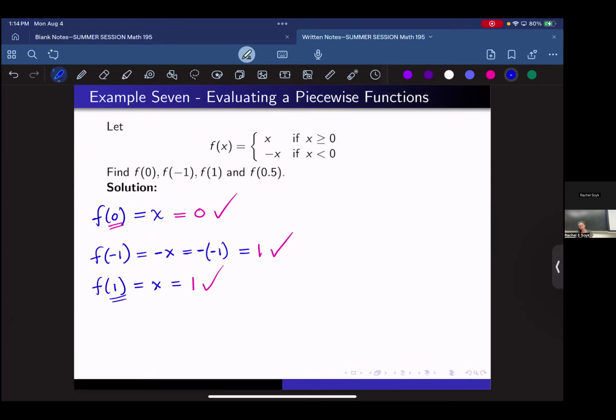And then finally, we have f of 0.5, which is still the top because it's a positive value. And we once again are looking at 0.5. Questions at all on this one? No.